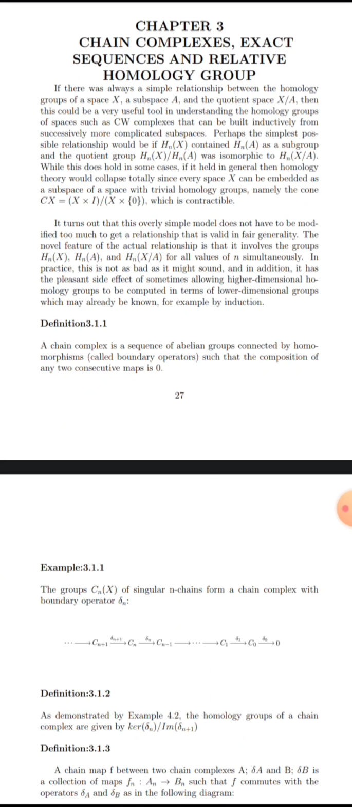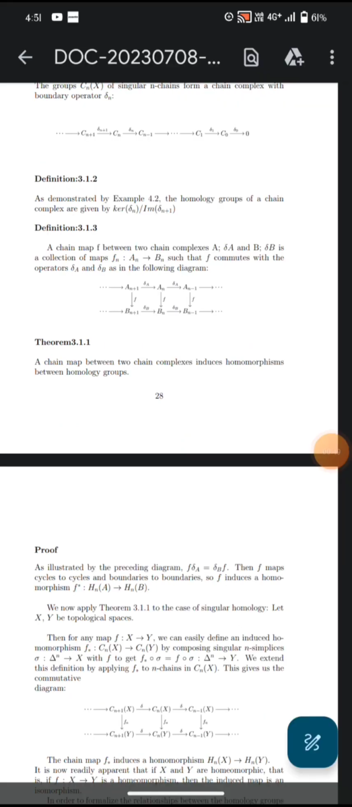A group Cn of x is the singular n-chain from a chain complex with a boundary operation delta n. Next we are going to see one definition. The homological group of a chain complex is given by kernel delta n mod image delta n plus 1.